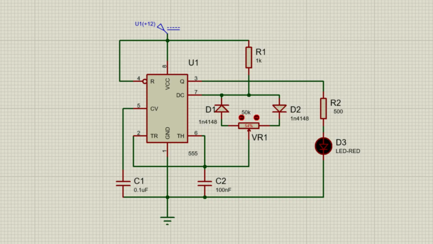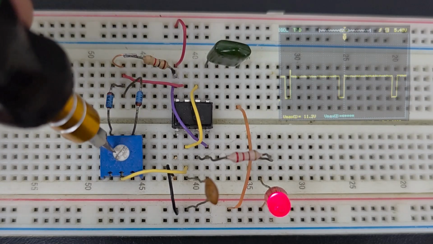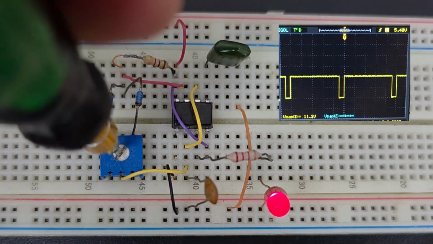Number 5. LED light dimmer circuit. Want to adjust LED brightness with ease? This circuit uses a 555 timer IC in PWM mode, or pulse width modulation, to control brightness. A variable resistor VR lets you fine-tune the duty cycle, adjusting how long the LED stays on.